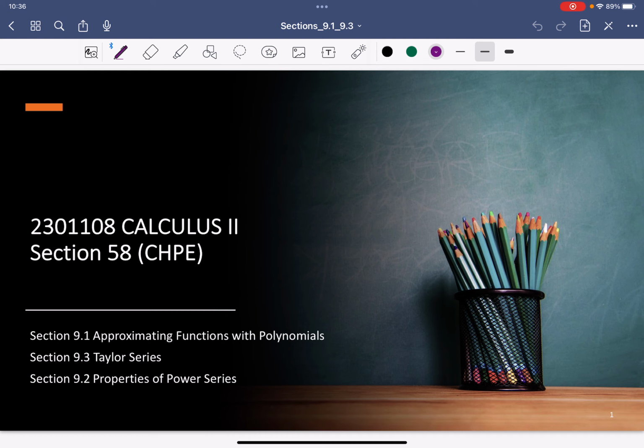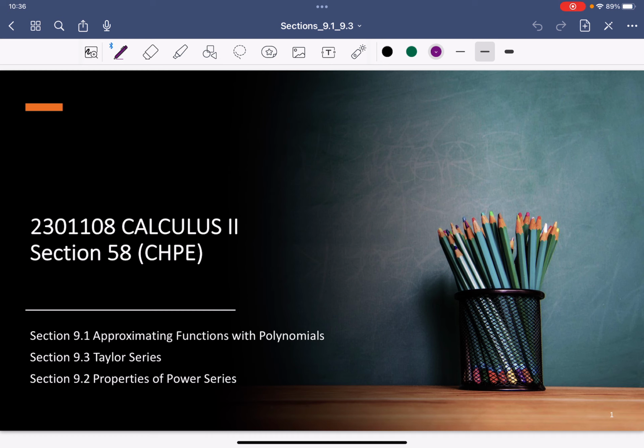So today we are going to talk about chapter 9. We're going to cover 3 sections. First, section 9.1, approximating functions with polynomials. This is similar to what I told you in the last class. We're trying to approximate a complicated function by using polynomials. And then we're going to shift to section 9.3 later, the Taylor series.